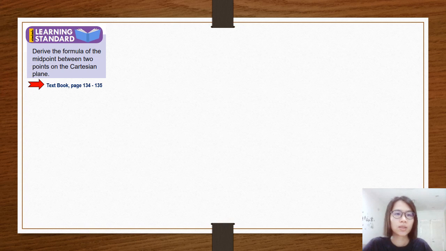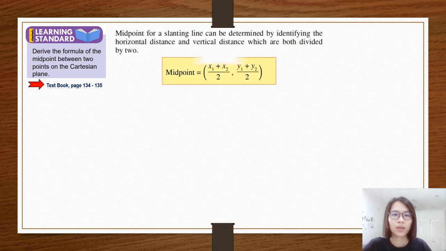Now we proceed to Learning Standard 7.2.2. Derive the formula of the midpoint between 2 points on the Cartesian plane. Students, you may refer to your textbook on page 134 to 135. Midpoint for a slanting line can be determined by identifying the horizontal distance and vertical distance, which are both divided by 2. This is the formula of midpoint: x1 plus x2 divided by 2, y1 plus y2 divided by 2.